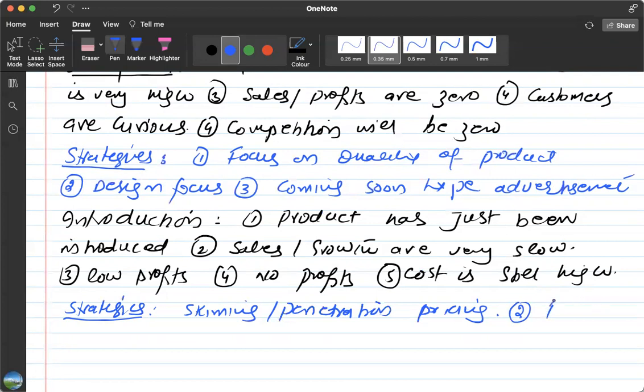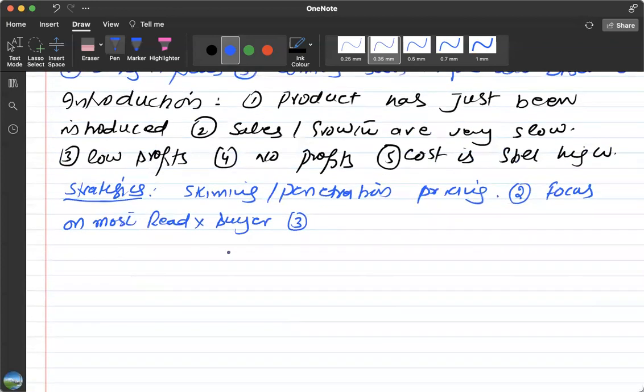Two, we focus on the most ready buyers. Most ready buyers are those people who have contacted us during the coming soon type of advertisement, and we offer them the product now that we have introduced it. Do you want to buy? Sometimes we offer basic products without guarantee or warranty, because there might be some loopholes, and if we offer such a thing, the product will be returning back to us. But it's not necessary. It depends. It varies from brand to brand. iPhone cannot offer a new phone without warranty.